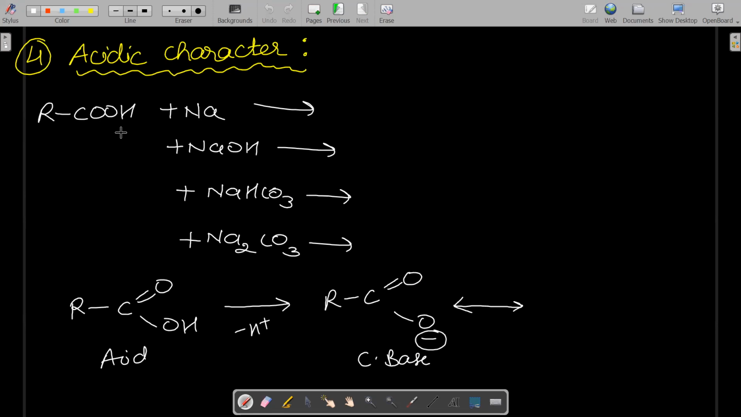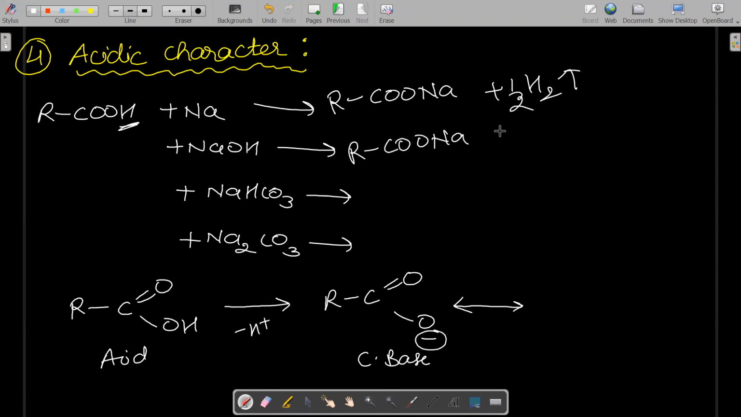Suppose you are adding sodium metal to carboxylic acid, what reaction will occur? RCOONa, and there is a release of hydrogen gas. So this reaction proves that it is acidic in nature. We can do another reaction. When NaOH is added, what will happen? Same product you will get, and the byproduct will be what? Water. That means carboxylic acid reacts with base to form salt and water, and this also proves it is acidic in nature.